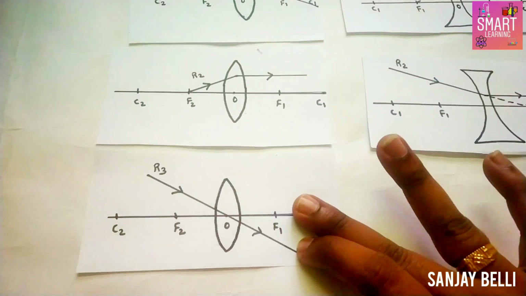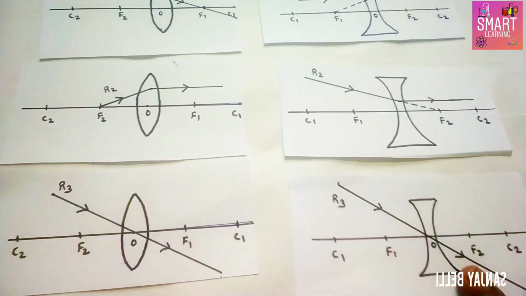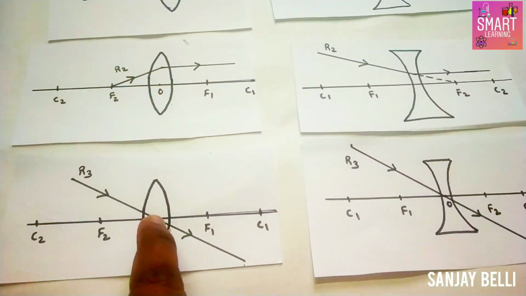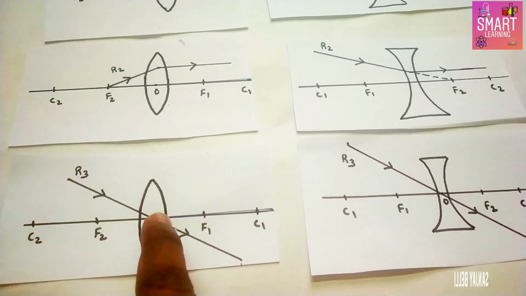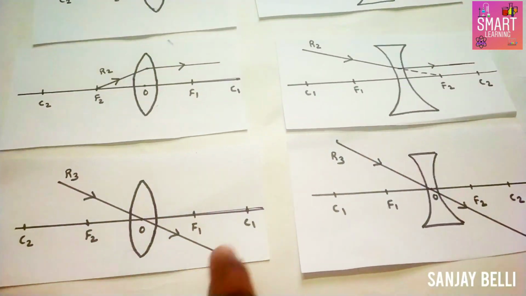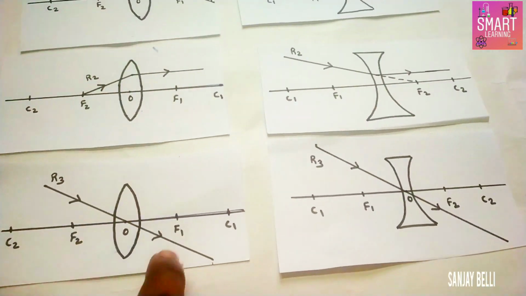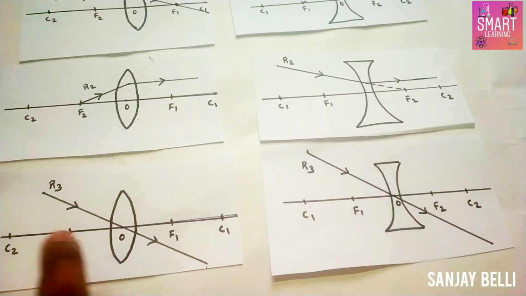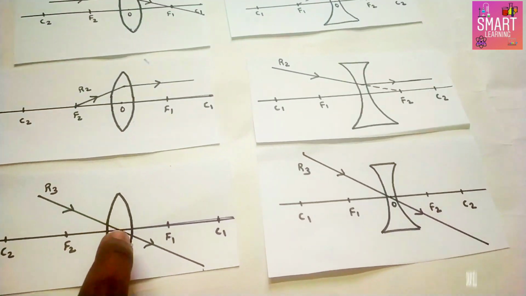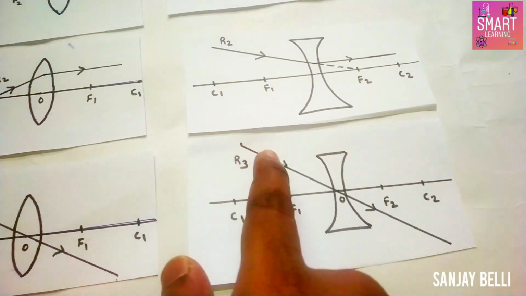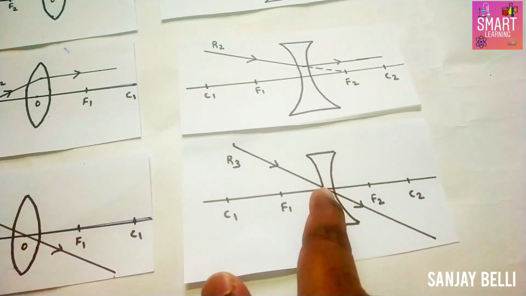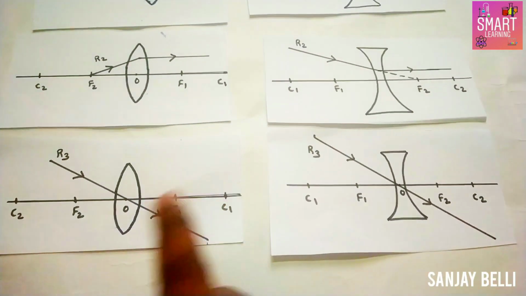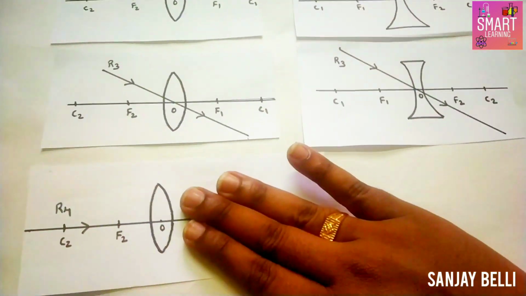Now you can observe rule 3, which is very similar and very easy. If the light ray passes through the optic center, the refracted ray will emerge out without deviation. That means here you cannot observe any deviated ray. That means the bending of light will not take place when a light ray passes through the optic center. Here also you can observe the light ray passes through the optic center, it will emerge out without deviation. Okay, so this is your third rule.